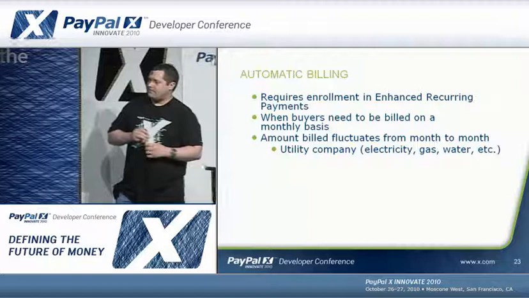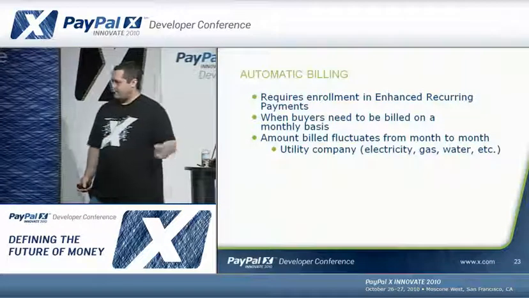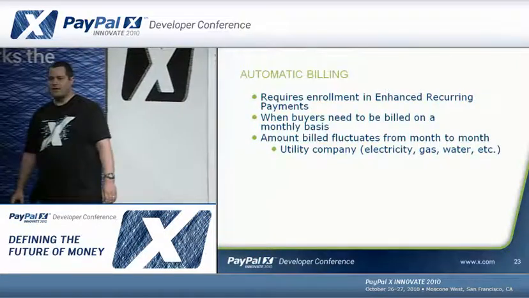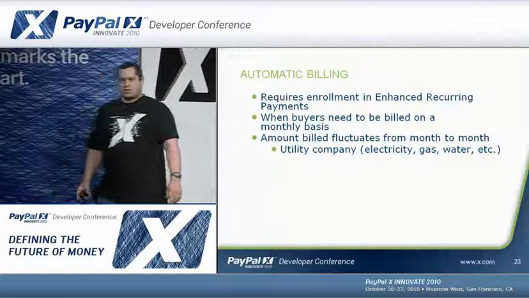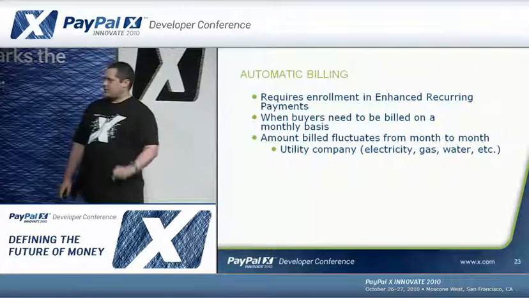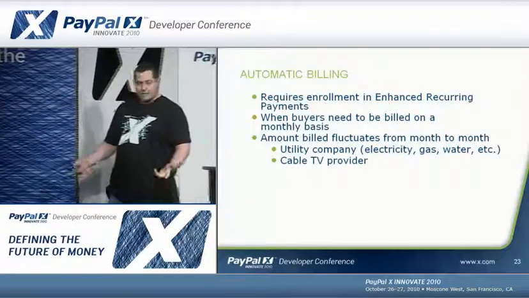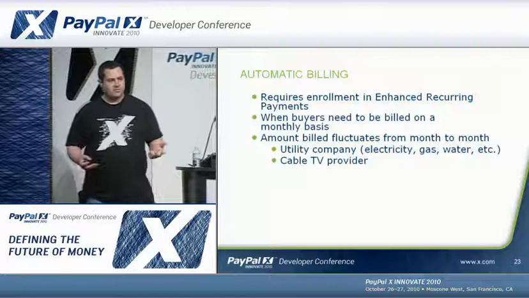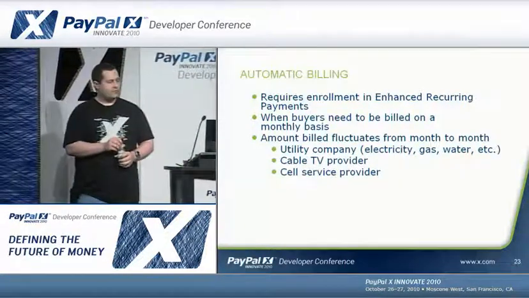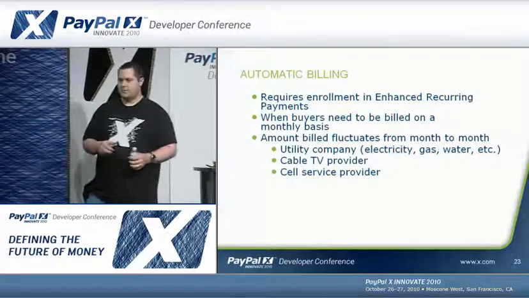So an example of this might be a utility company. Obviously, every home uses a little bit different amounts of electricity or gas or water each month, and your bill is going to fluctuate because of that. Automatic billing allows you to go in and say, this is the charge for the electricity that this customer used this month. Another example might be a cable TV provider. Suppose you rented some pay-per-view movies during the month. Or a cell phone service provider. Suppose that you went over your allocated minutes for the month, or you sent maybe a few too many text messages.